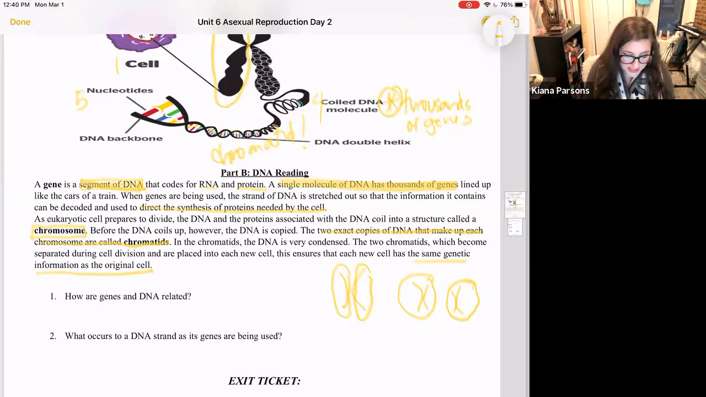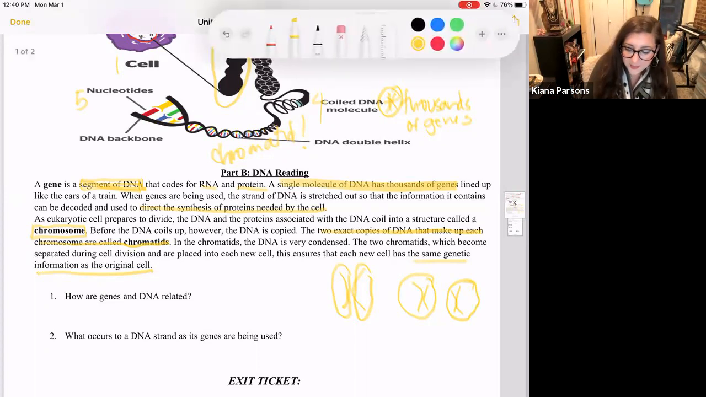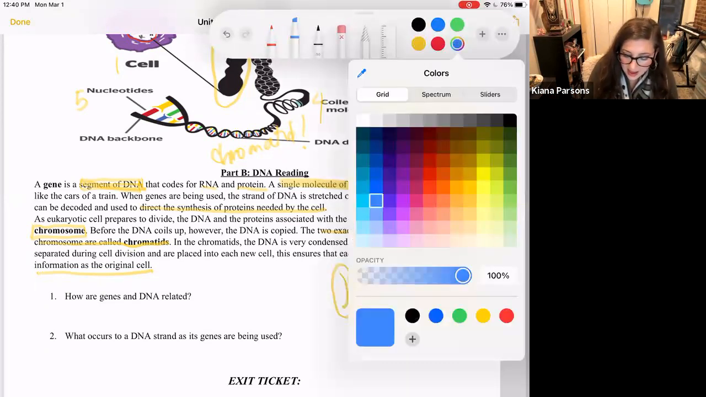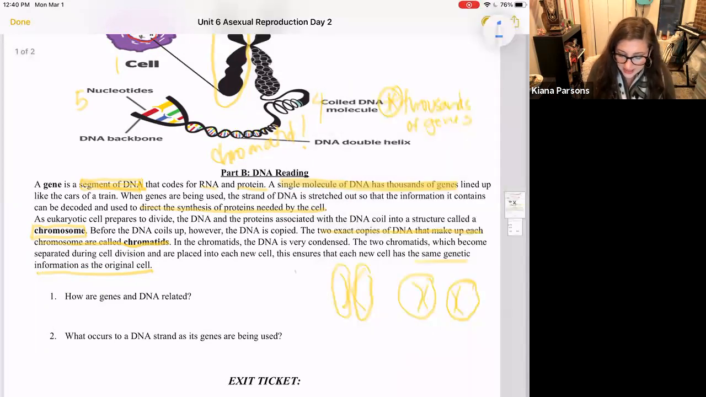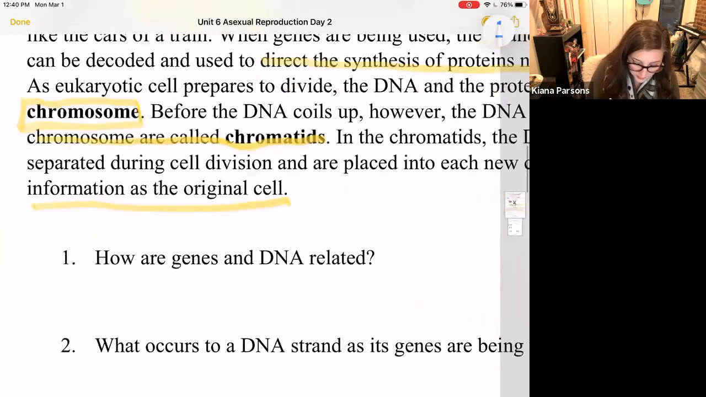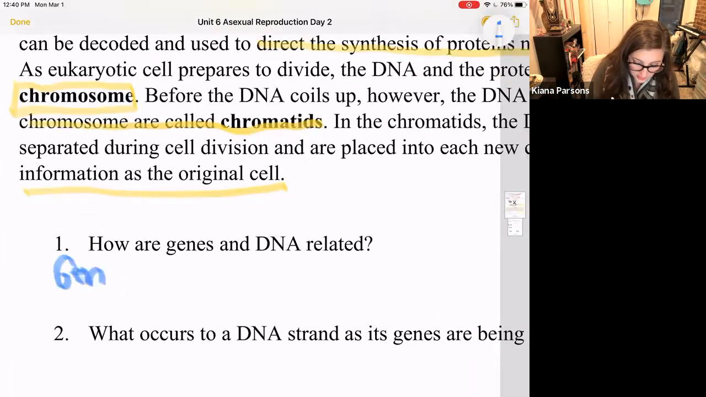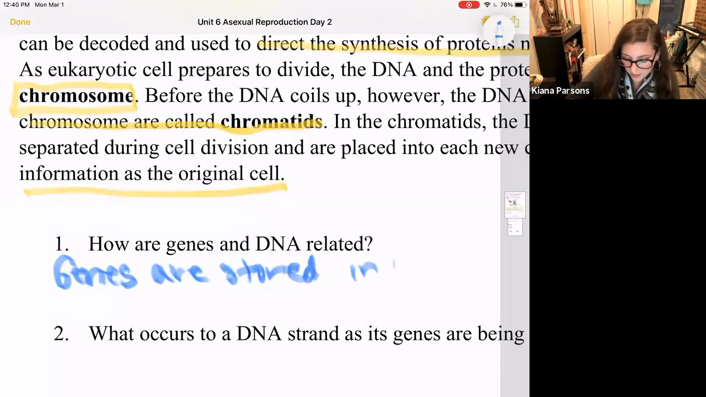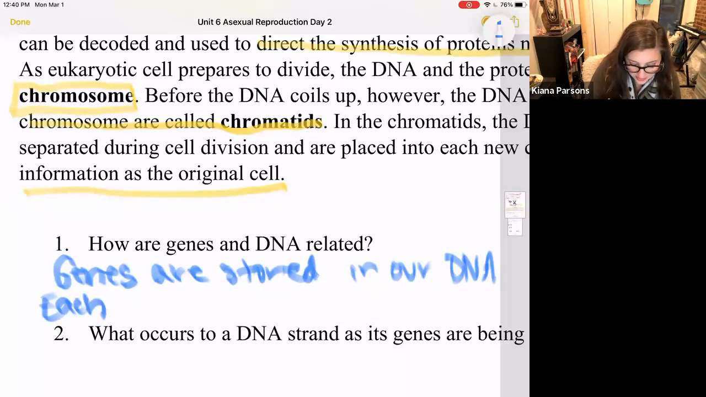So how are genes and DNA related? We see here that on each strand of DNA, there are thousands of genes. So genes are stored in our DNA. Each strand of DNA carries thousands of genes.